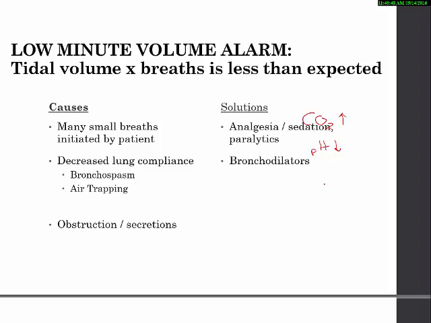Solutions for this: if you have many small breaths, again, the patient's starting to fight the ventilator, they probably need an increased sedation. Bronchodilators can be used for bronchospasm and air trapping. And if you have obstructions or secretions that are stopping air from moving well, then we're going to try to fix those or suction and remove those.